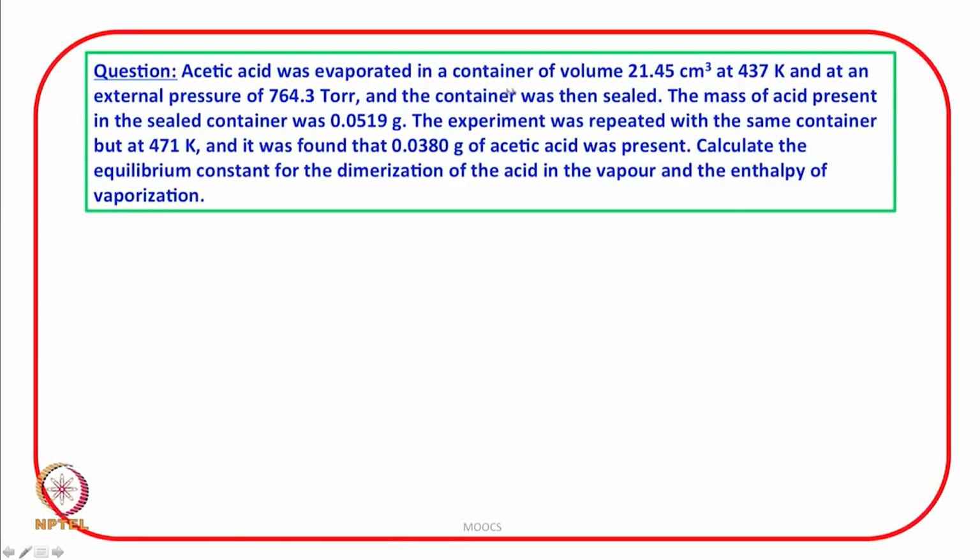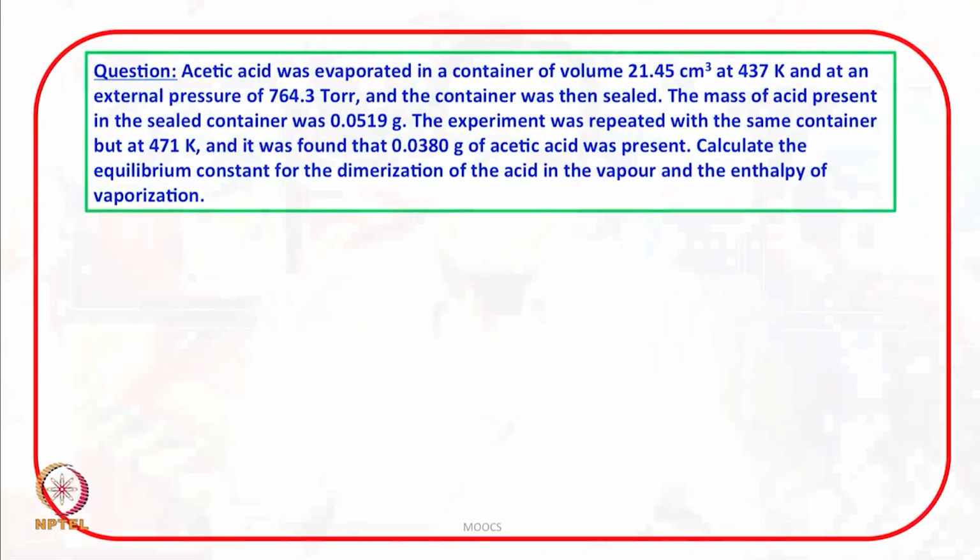Acetic acid was evaporated in a container of volume 21.45 centimeter cube at 437 Kelvin and at an external pressure of 764.3 torr, and the container was then sealed. The mass of the acid present in the sealed container was 0.0519 gram. The experiment was repeated with the same container, but at 471 Kelvin, and it was found that 0.0380 gram of acetic acid was present. Calculate the equilibrium constant for the dimerization of the acid in the vapor and the enthalpy of vaporization.